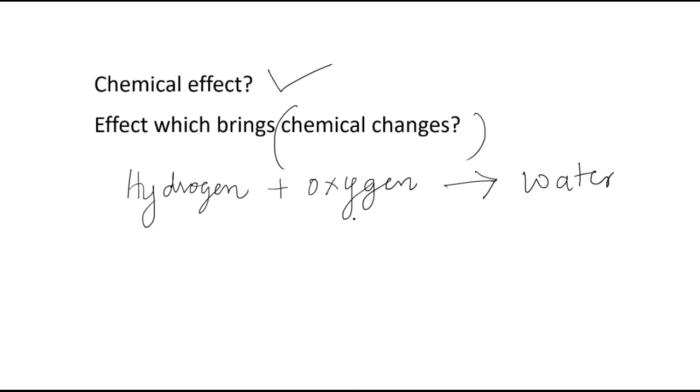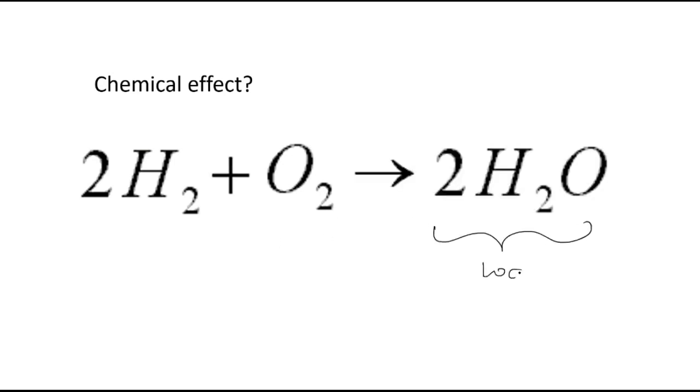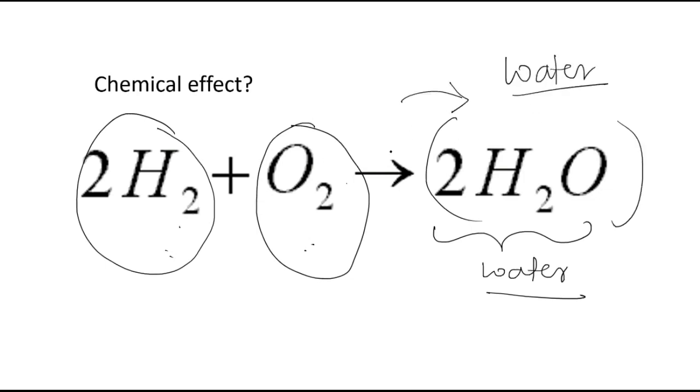If I write this using proper formulae and symbols, it can be like 2H2, which is hydrogen, 2 parts of hydrogen, plus 1 part of oxygen, this is oxygen, gives 2 parts of water. Right? This is a chemical reaction. What has happened here? Hydrogen molecule has its own property. Oxygen molecule has its own property. 2 of the different molecules combine to give another kind of molecule, which is called water. Right? A different substance is formed. When a different substance is formed, that is what is a chemical change or chemical effect.